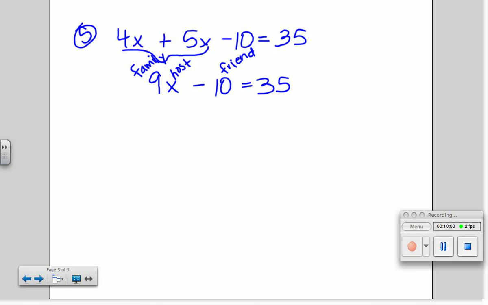Let's do that. Well, we're subtracting the friend. So what's the opposite of subtraction or the inverse? It's addition. So we're going to do some addition here. Well, how much are we going to add so that we get 0? We all want 0 now, don't we? Yeah, we all want 0. So we're going to add 10. Well, if you do it there, you got to do it here too. So we're going to make that a 10 also. So now I got 9x minus 10 plus 10 is 0. So we're just going to cross that out. Equals 35 plus 10 is 45.